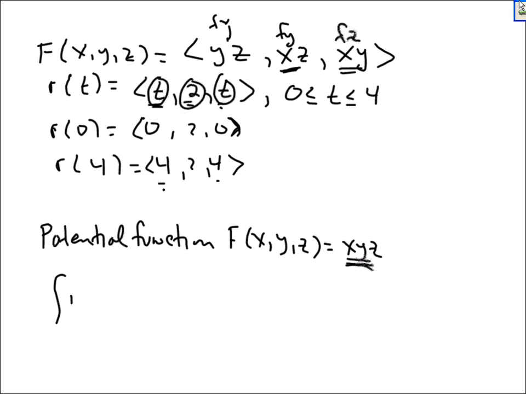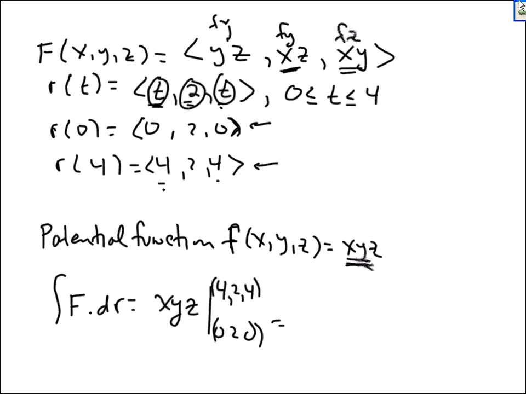So we're done. The problem asks us to find the integral of f dot dr. Well, this should be, I guess, a little f. So it must be the potential from the start to the finish. From 0, 2, 0, that was the start, to the finish, 4, 2, 4. So you multiply x, y, and z. It tells me 4 times 2 is 8, times 4 is 32, minus 0 times 2 is 0, times 0 is 0. The answer is 32.